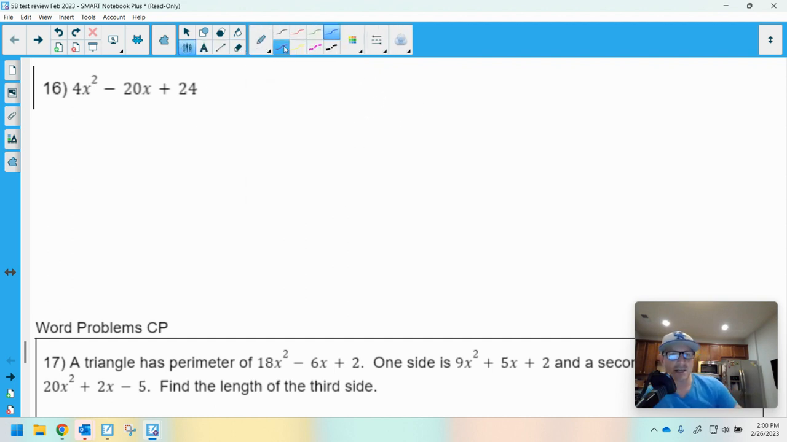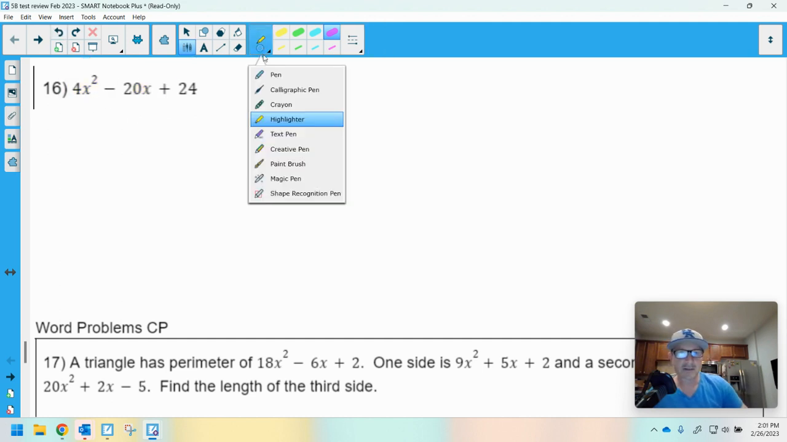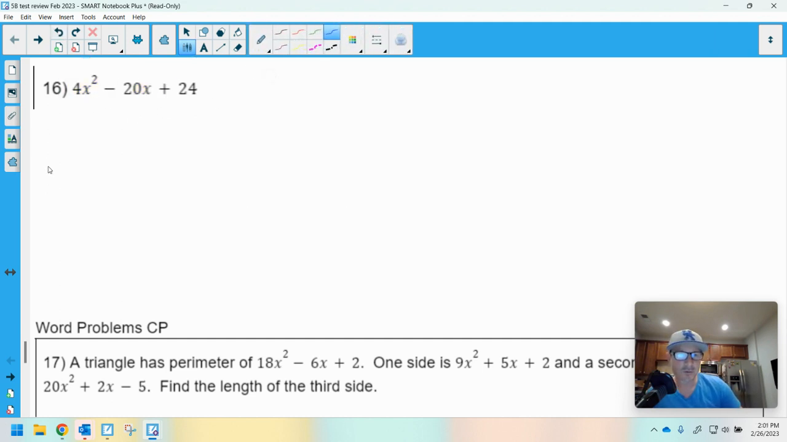Can we take out an x? Well, let's see. First term has an x. Second term has an x. Third term does not have an x. So we cannot use x as our GCF. We only can use the 4 as our GCF. So we're going to take out a 4.